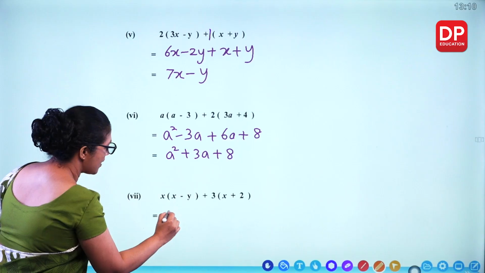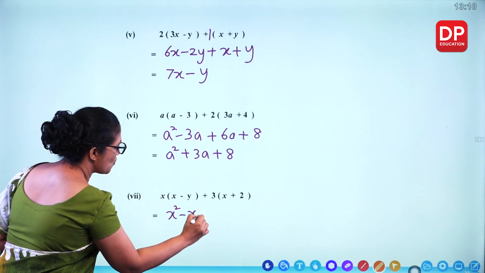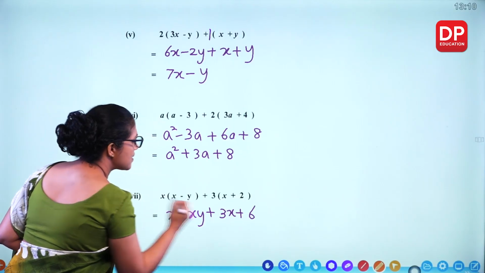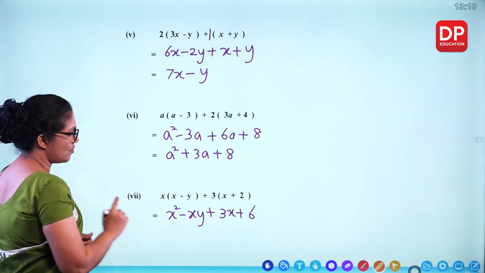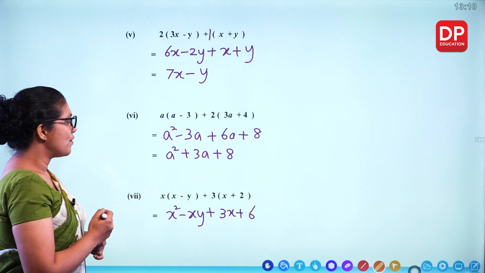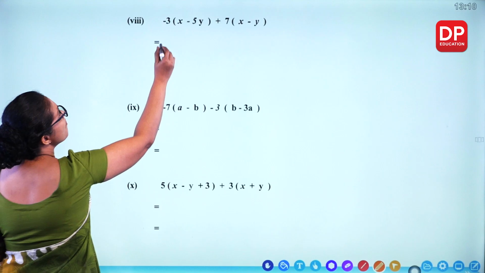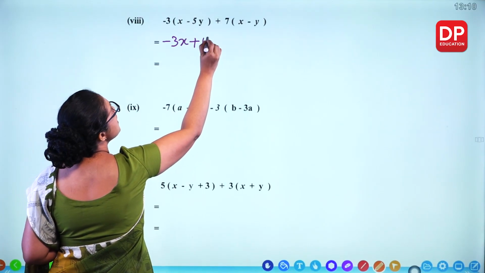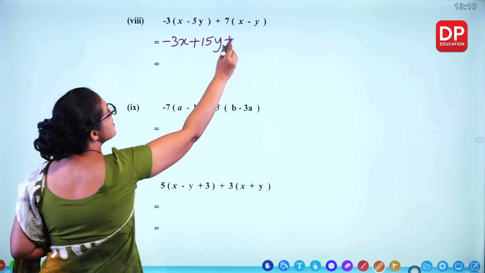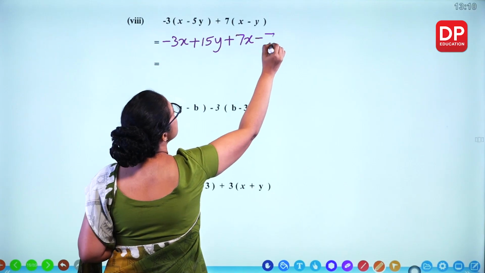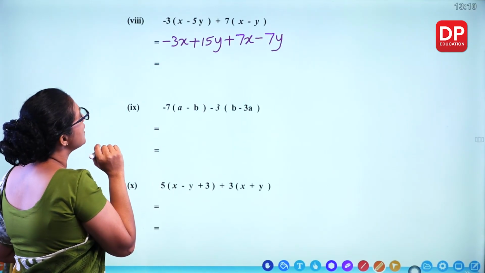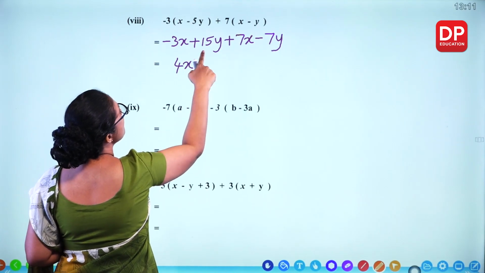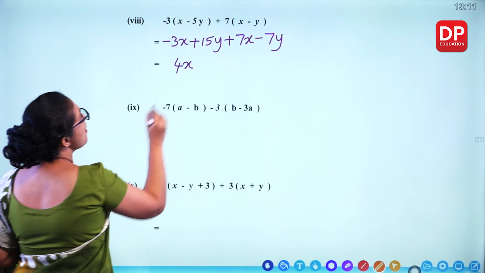This one, x squared minus xy plus 3x plus 6. So, you can't simplify this one further. Minus 3x minus minus plus 15y plus 7x minus 7y. What are the like terms? 7x minus 3x, that's 4x. 15 minus 7 plus 8y.